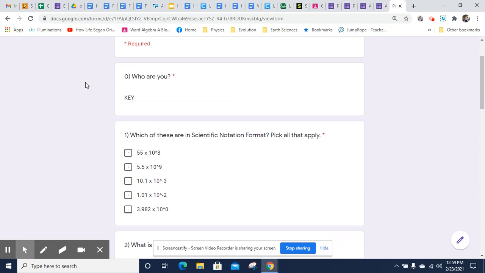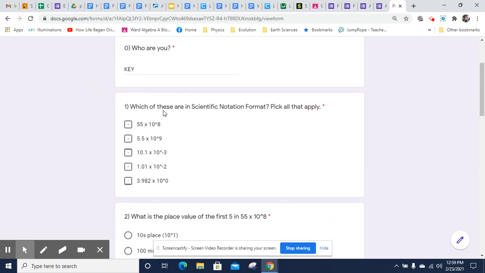Welcome back from break, and our first question is a multi-select. That's what these little squares mean instead of circles, and that's why I wrote pick all that apply. Which of these are in scientific notation format?